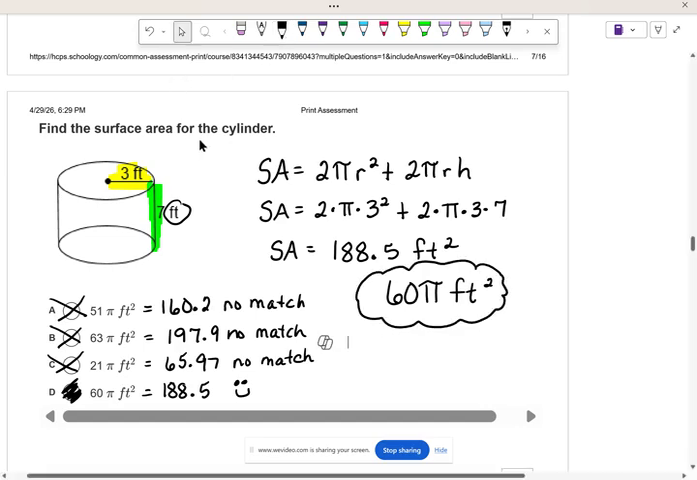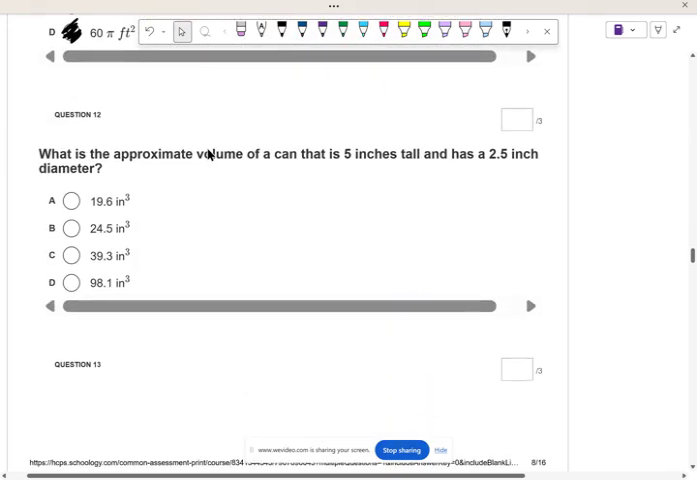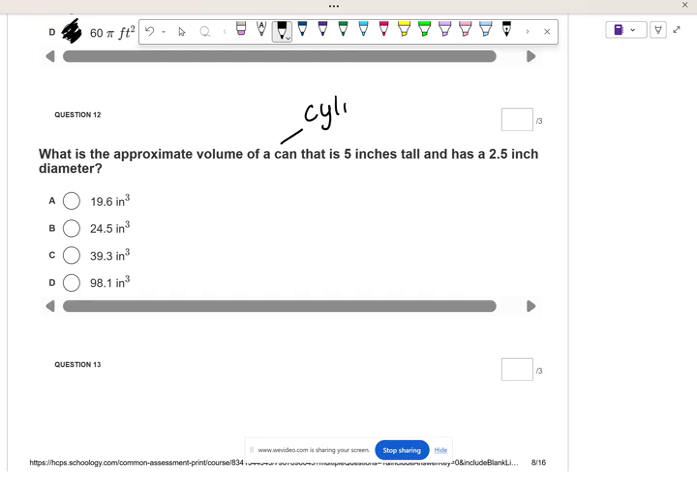All right, let's see. What's next? Number 12. What is the approximate volume of a can? Y'all, a can is a cylinder that is 5 inches tall. That would be the height. And has a 2.5-inch diameter. All right, we know if they give us the diameter, we have to cut it in half to find the radius. That would be equal to 1.25.